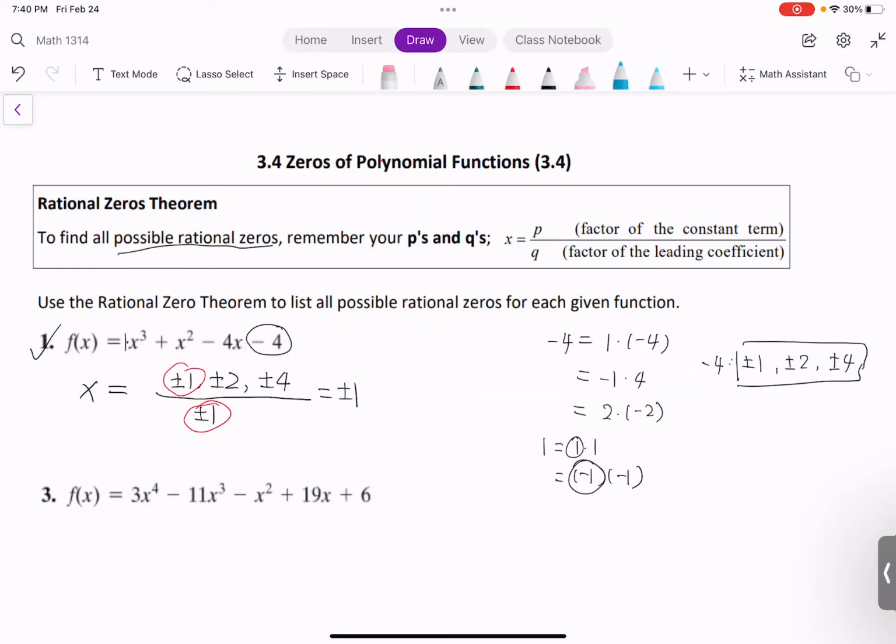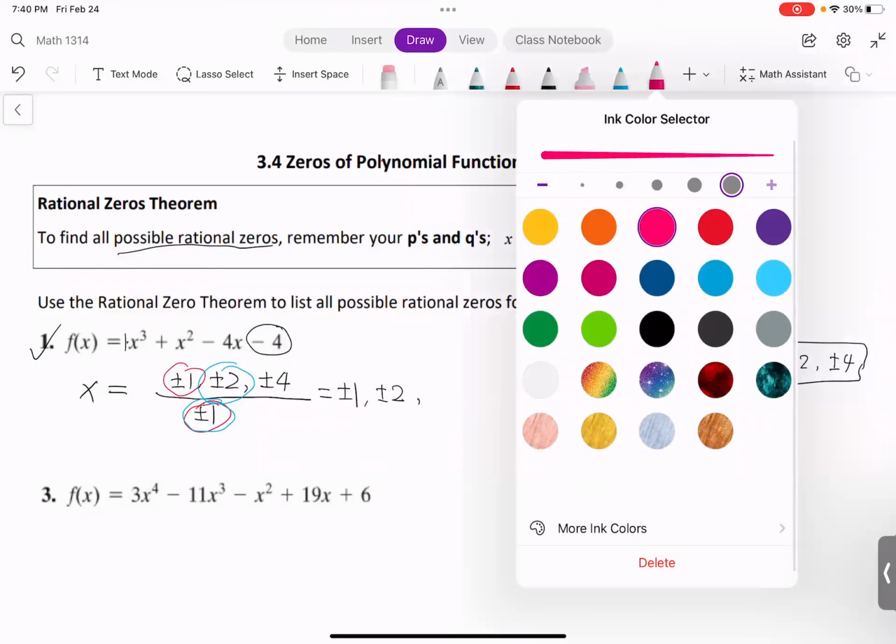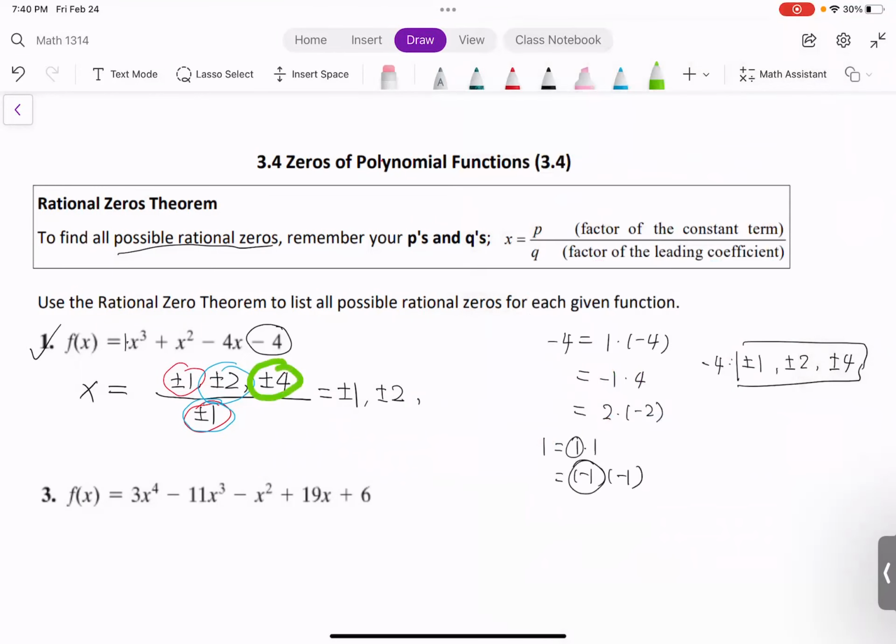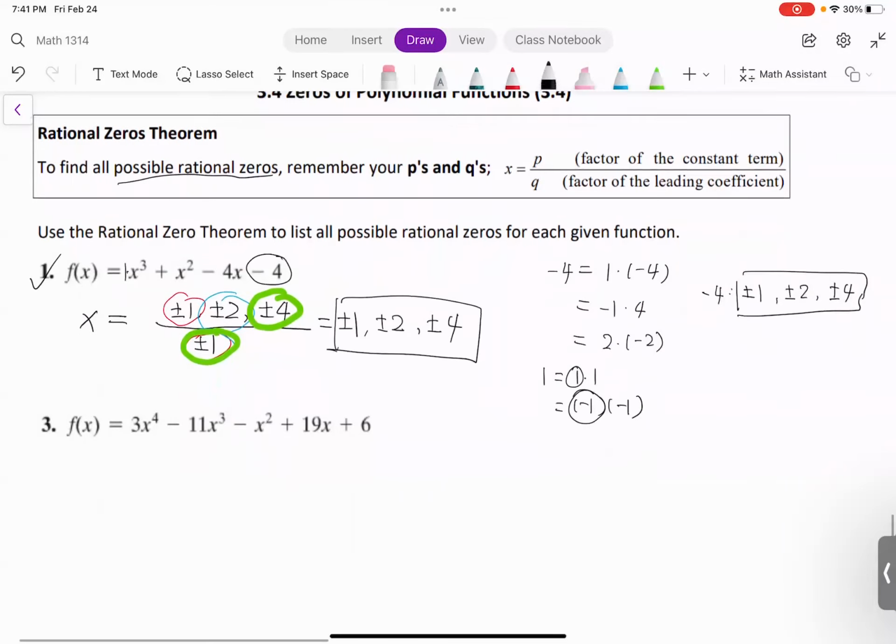And then we use a different color. Second step, use positive or negative 2 divided by positive or negative 1. I'm having positive or negative 2. And then let me change to another color. Let's use green. We use positive or negative 4 divided by positive or negative 1. I'm having positive or negative 4. So we got 3 possible rational zeros. Okay, let's see the next example.